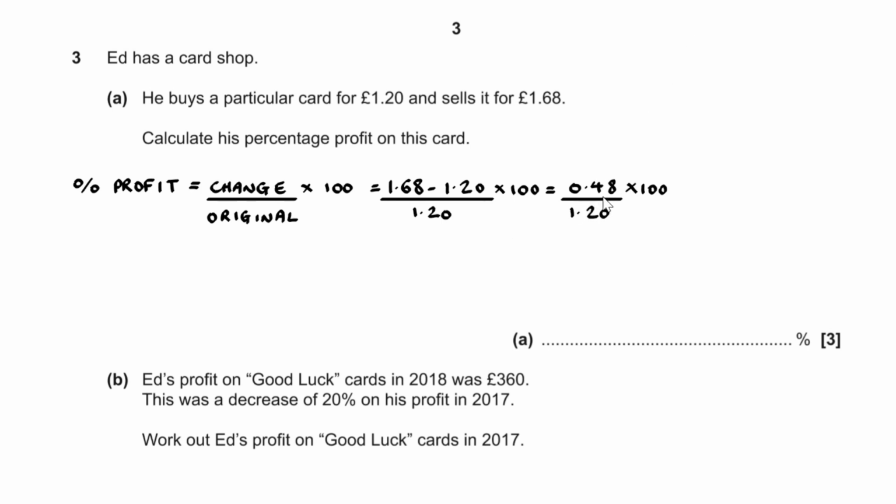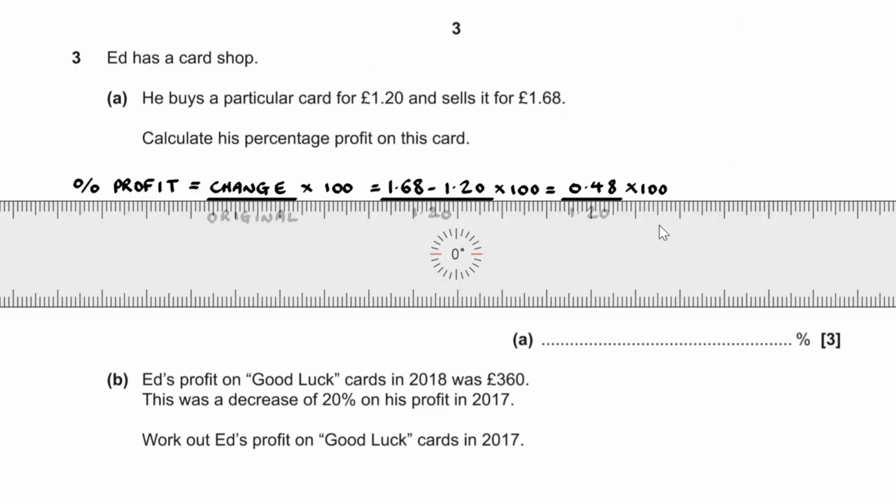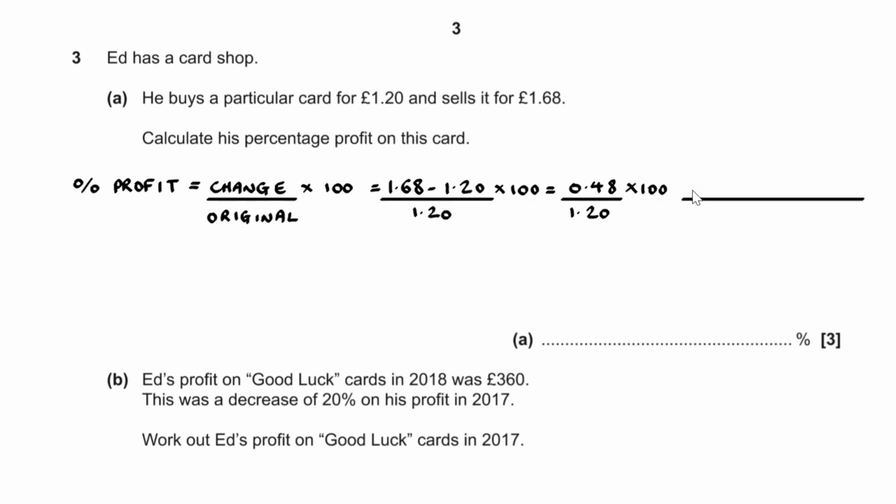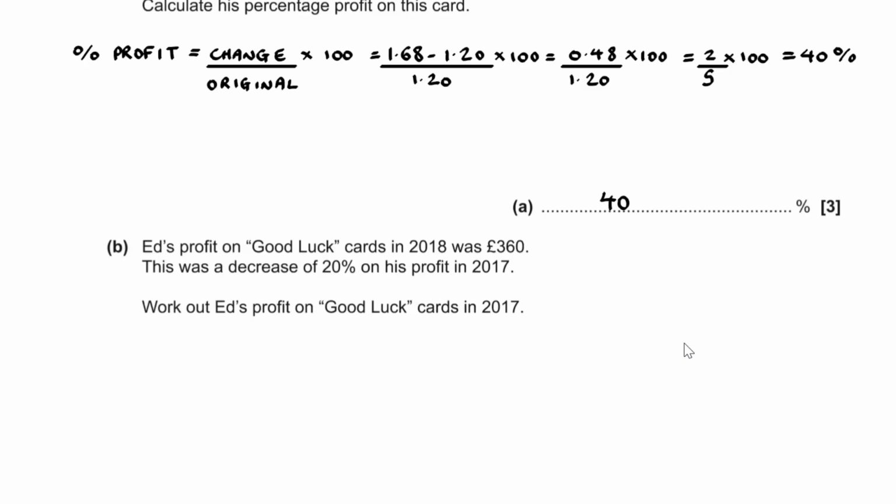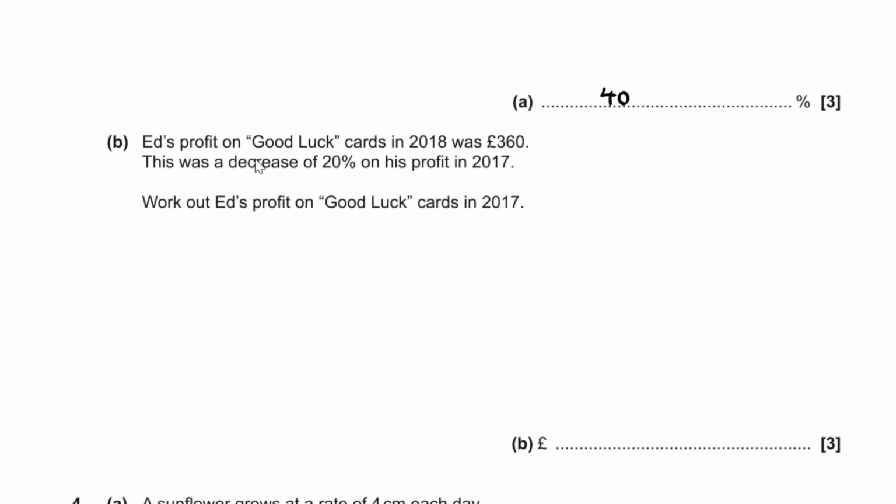Well, here, this is the same as 2/5. So what we have then is 2/5 multiplied by 100. Indeed, we end up with 40%. And so therefore, the percentage profit is 40%. And now for part B, Ed's profit on Good Luck cards in 2018 was £360.